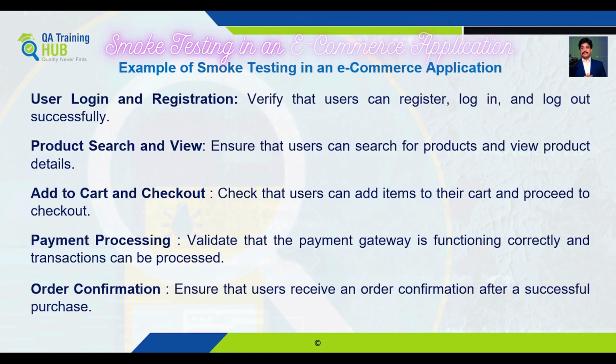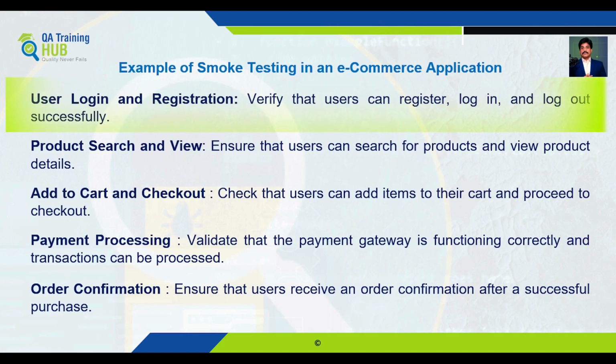Let me give one example of smoke testing at the e-commerce application level, which is highly in demand in the market right now. User login and registration. As a smoke testing performer, what do you need to do? Verify that registered users log in properly and log out properly. And we search for one particular product, for example. Ensure that users can search for products and get the proper product details. This is also a very important point.